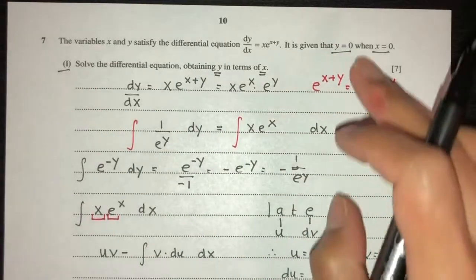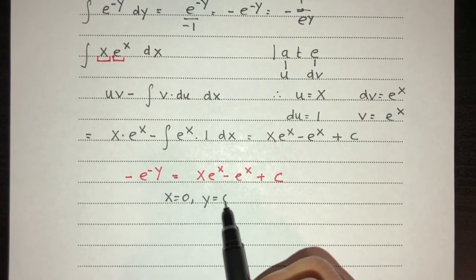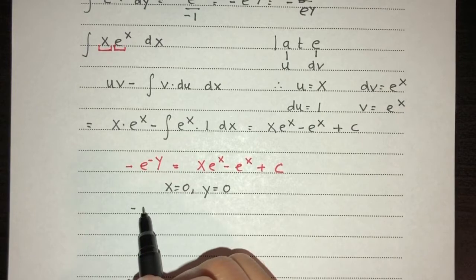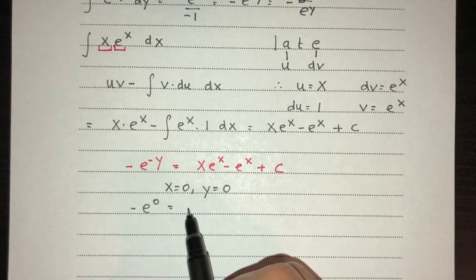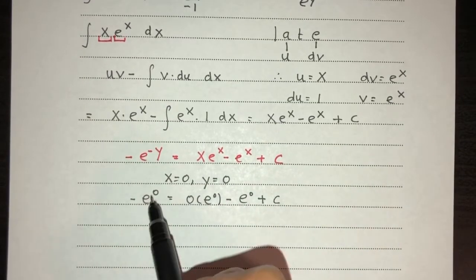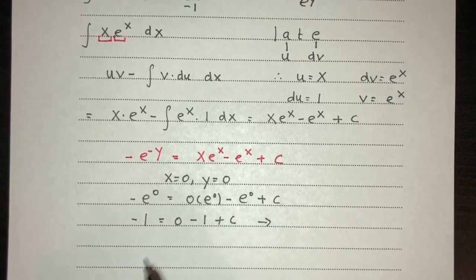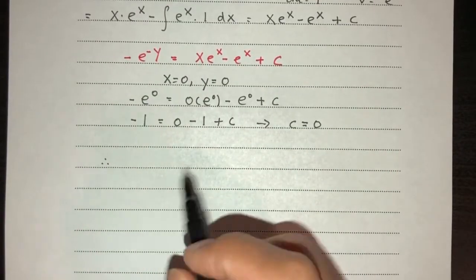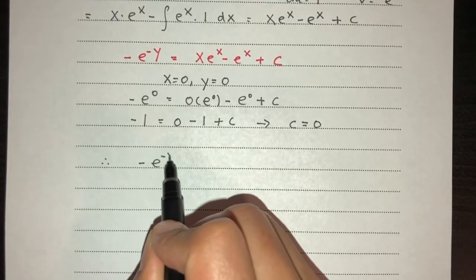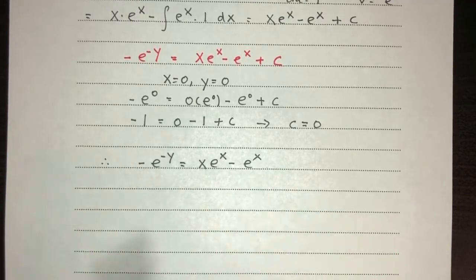Now we have to use these two values to find the value of c. We know that when x equals 0, y is equal to 0. So put it back here. Minus exponential power 0 is equal to 0 times exponential 0 minus exponential 0 plus c. Anything to the power 0 is 1, so that becomes minus 1 equals 0 minus 1 plus c. From this you can clearly see that c is equal to 0. If you send this over here, it becomes minus 1 plus 1, that is 0. So finally your equation looks like this: exponential minus y equals x times exponential power x minus this. This will be your equation.